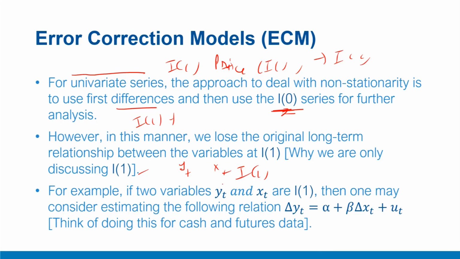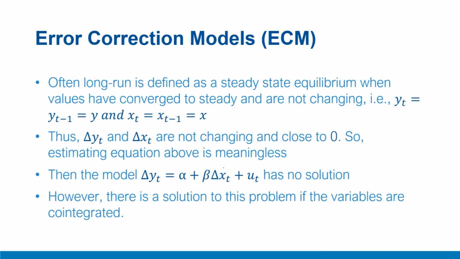Now, let's say there are two series YT and XT, they are I1 in nature, and you try to estimate a relationship of changes in YT vis-a-vis changes in XT. For example, you may have cash or futures data and you convert them into their first differences or return forms. The problem is that this is a short-term relationship. Why? Generally, when you're talking about a long-term relationship between two series YT and XT, in the long run, these variables approach some kind of steady state equilibrium.